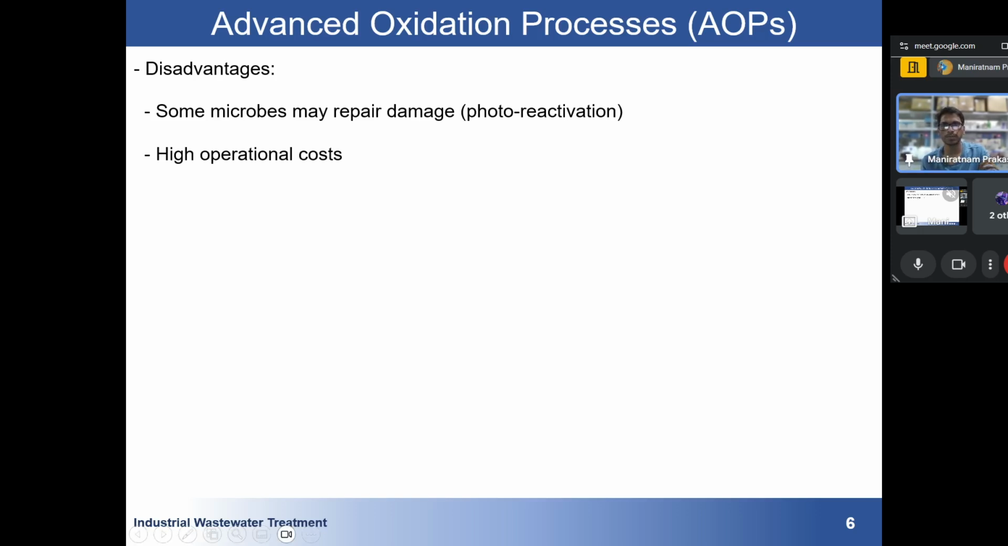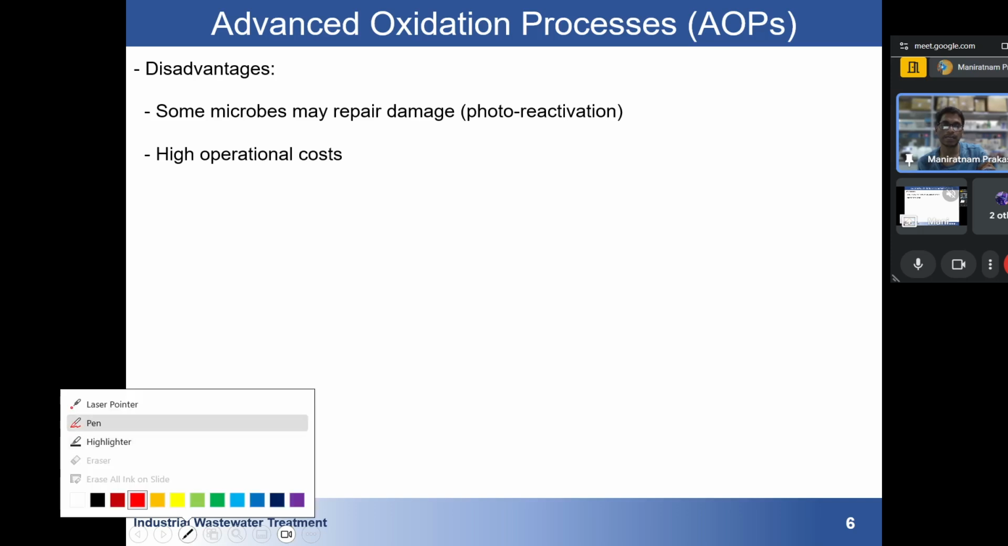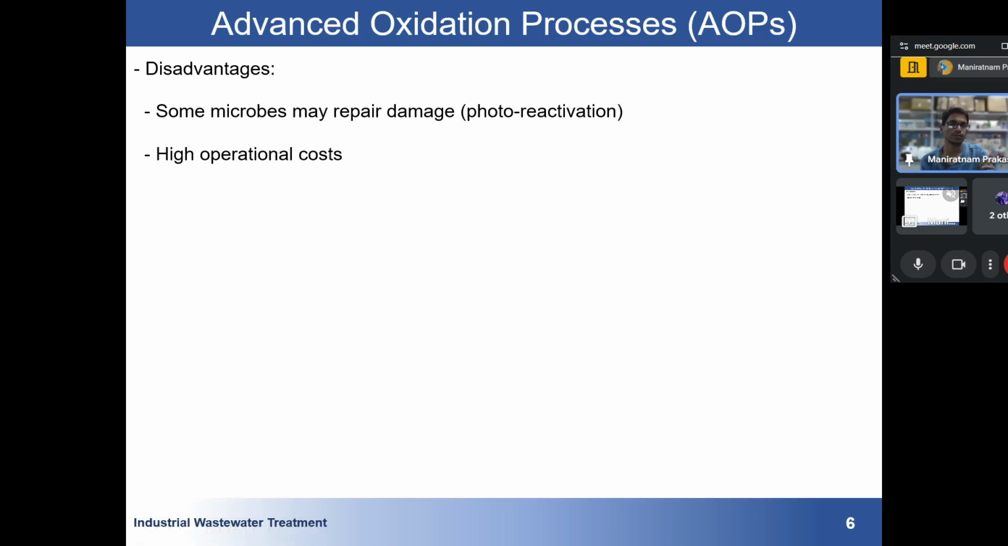Now, some microbes may repair damage. A recent study has found that some of the microbes regenerate on their own in spite of having a high amount of UV on them. So sometimes it creates some kind of problem.